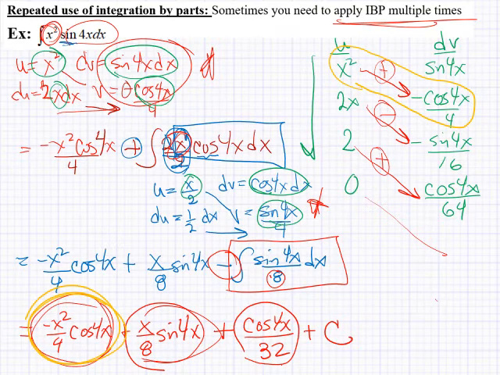Then the next one is 2x times negative sine 4x, but with an extra negative because it's being subtracted. So these two negatives turn into a plus. The 2 and the 16 turn into just an 8. So we have x sine 4x over 8. That's what we have here.